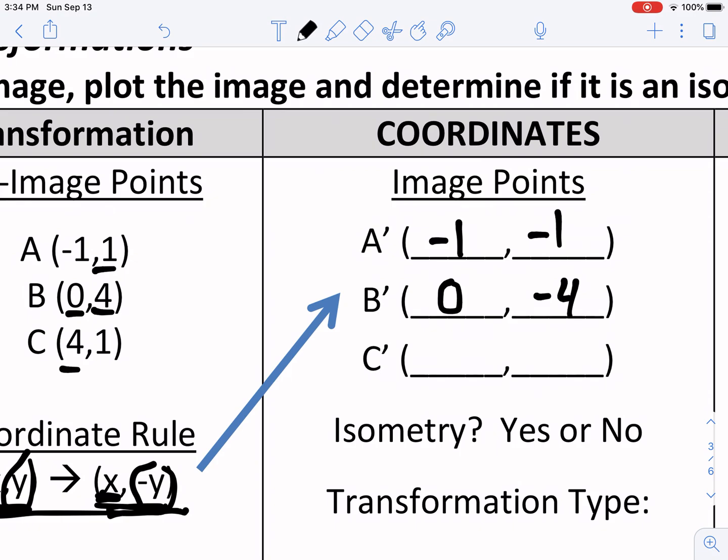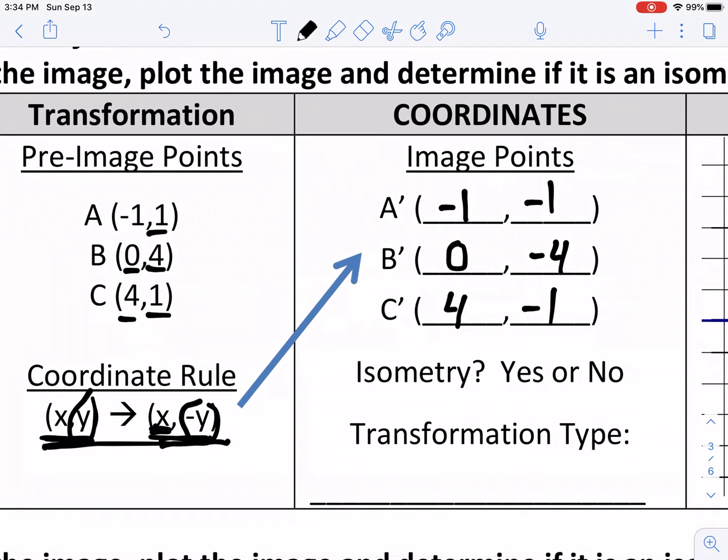Then again, my x doesn't change from my pre-image to my image, so that'd be 4. But from my pre-image here to my image here, it's going to be negative 1. So that's what this mapping rule is saying, taking all the y's here, and then when we move it to the image, it's going to have that negative. In other words, all the signs are going to change. So all these positives right here became negatives.